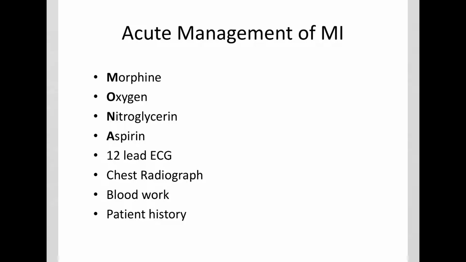During the acute phases of MI, it's about controlling the symptoms and getting the heart back to its proper function. What they say is that MONA meets everyone at the door. The patient gets morphine, oxygen, nitroglycerin, and aspirin. This will decrease the workload on the heart and help decrease the damage. And then they go through a series of workup, tests, and measures to truly diagnose the myocardial infarction.